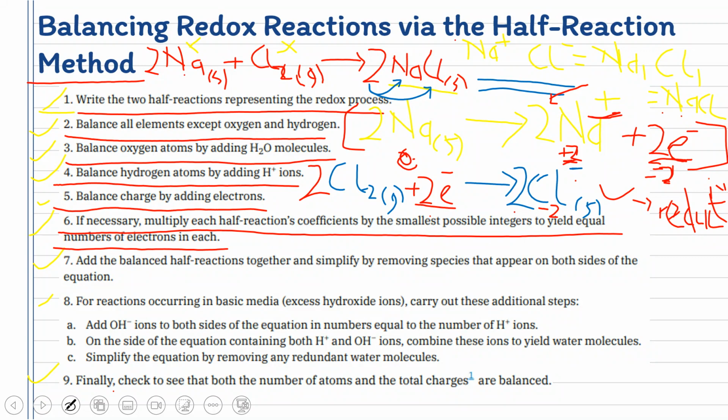Step 7 says to add the balanced half reactions together and simplify by removing species that appear on both sides of the equation. So let's see, I'm going to try and fulfill step 7 here.